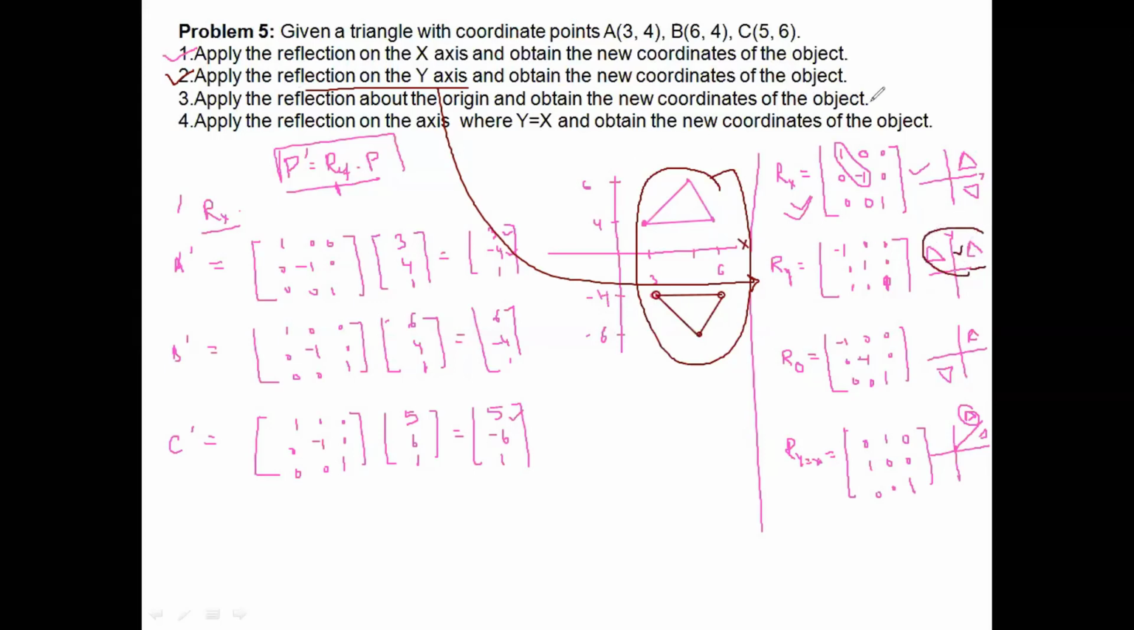Okay, likewise you can go for the reflection about the origin and obtain the new points. In the y-axis reflection, simply what will happen, the x parameter will become negative. So you will get the points -3, 4, then -6, 4, and -5, 6. Likewise when you do the reflection about the origin, then you will get the points -3 and -4. But you have to solve by putting the matrices.